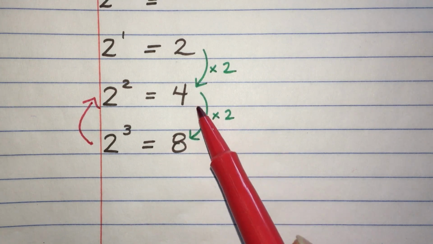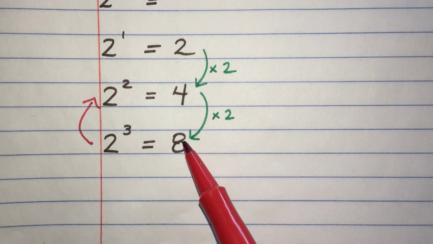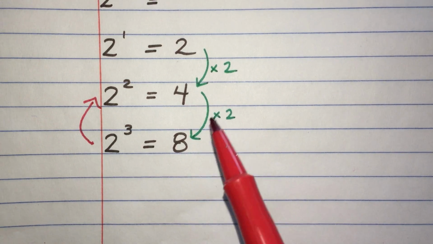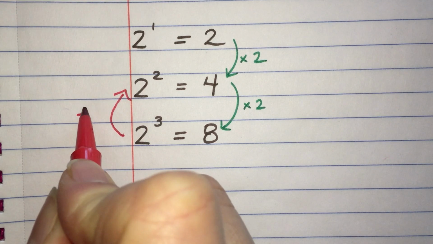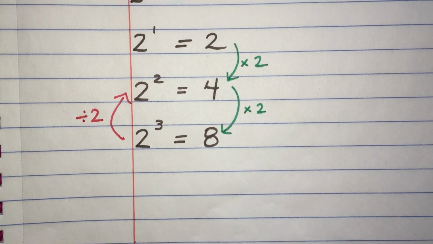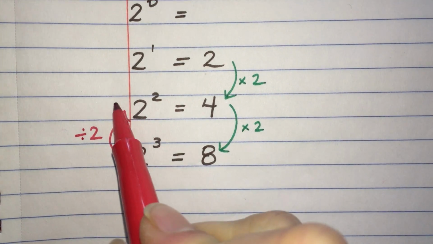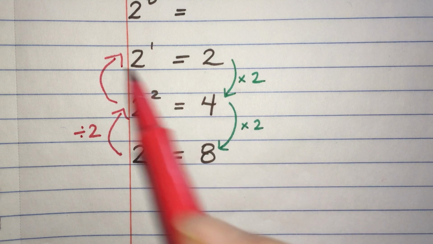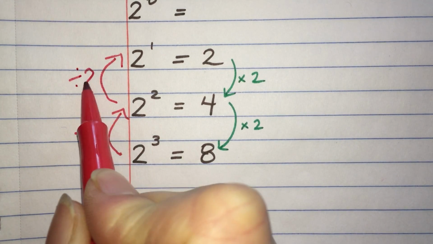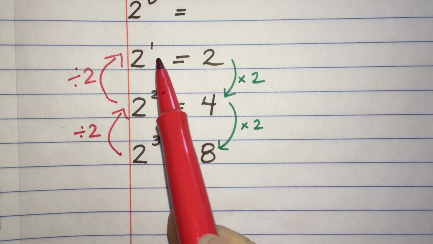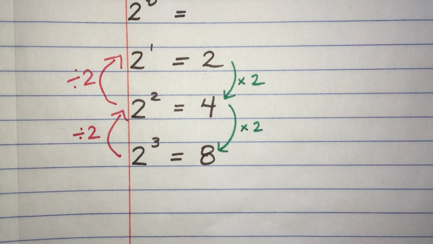From 4 to 8, we multiplied by 2. So how would we get back from 8 to 4? What are we really doing? We're dividing by 2. Let's do it again. This is the pattern that we're going to see, because from 4 to 2, we're dividing by 2. And as we're dividing, the exponent is going down. 3, 2, 1. What comes next?